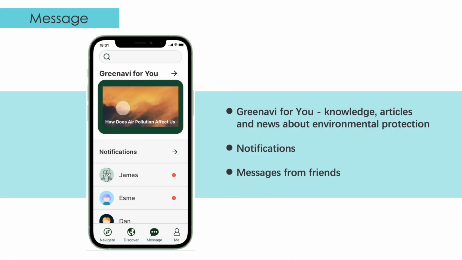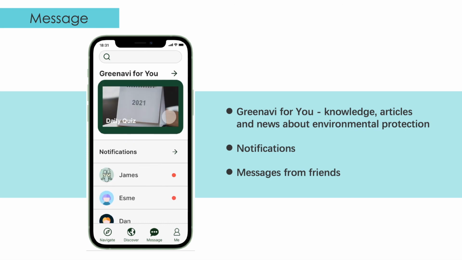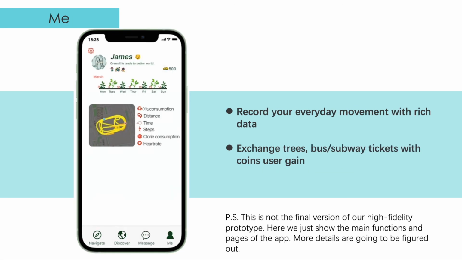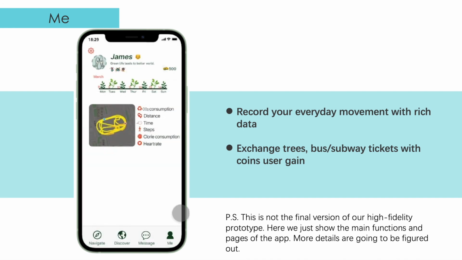Moving to Message, this is where users can find some knowledge, articles, and news about environmental protection in GreenNavi for you, and the notifications from our app and the messages from their friends. On the Me page, it presents users' personal information and journey data. Click on the specific day, users can figure out every journey they made. Meanwhile, app settings and personal profile can be settled here.